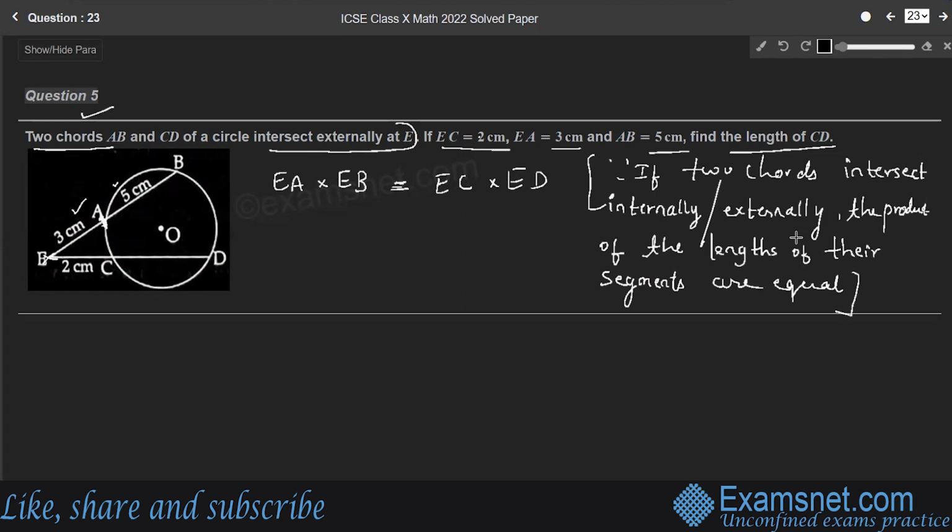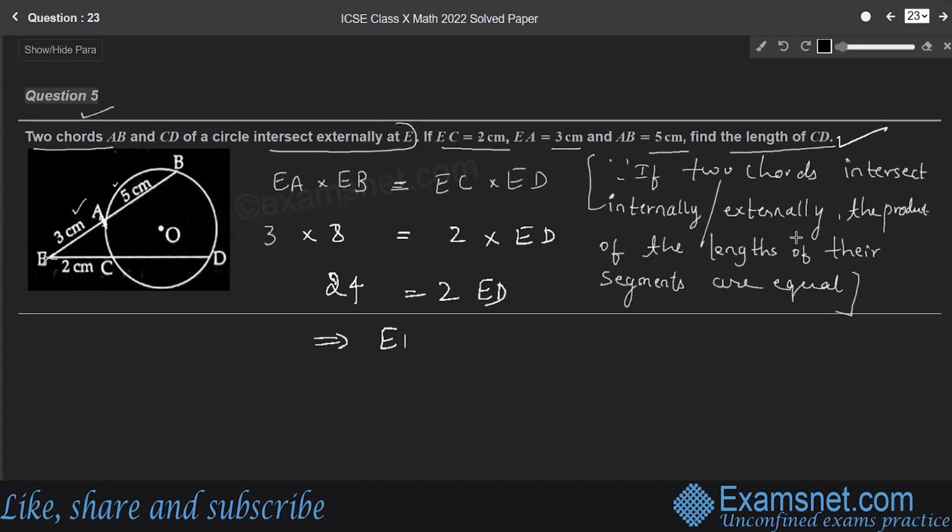Right? Here EA is given as 3 centimeter, EB is 3 plus 5 centimeter, which is 8, is equal to EC, which is 2 centimeter, times ED, which we need to calculate. We need to find the length of CD, and for that we need ED. So 8 into 3, 24, is equal to 2 times ED. Therefore, ED is equal to 24 by 2, which is 12 centimeter.